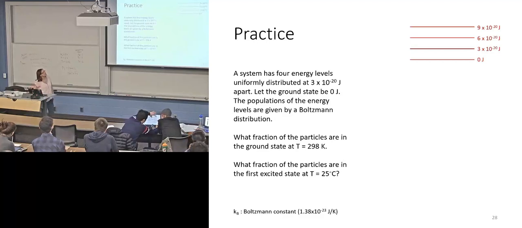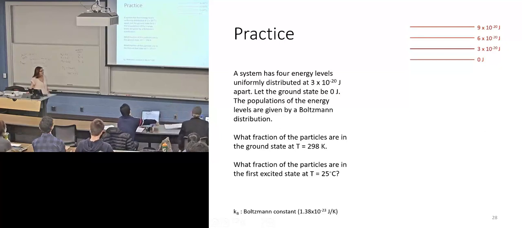Okay? A system has 4 energy levels uniformly distributed at 3 times 10 to the negative 20th joules apart. Let ground state be 0. Does this line need to be here for you to know to write that the ground state is 0? No. That could be missing, and you would still know to write 0 energy as your ground state every time.